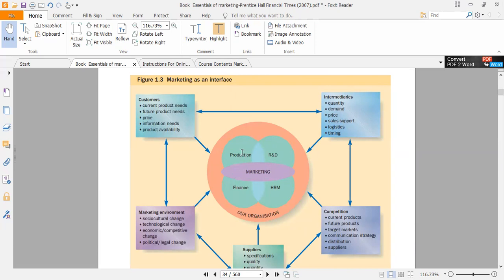This is marketing, right? This is your company's internal environment within the company. So production, research and development, human resource management, this is finance, and this is marketing. Marketing is always in the center. As you see in the entire diagram, marketing is its central point, right?